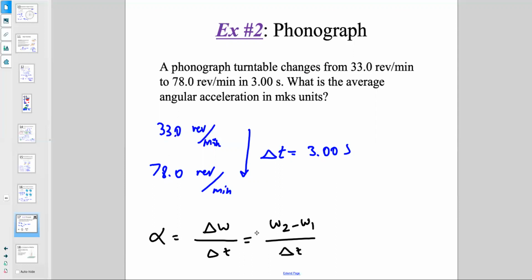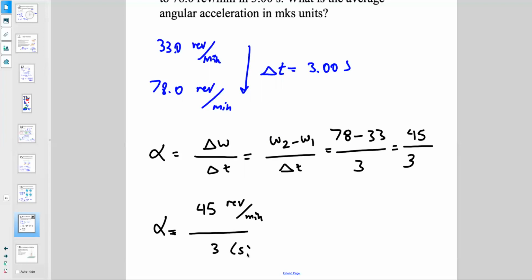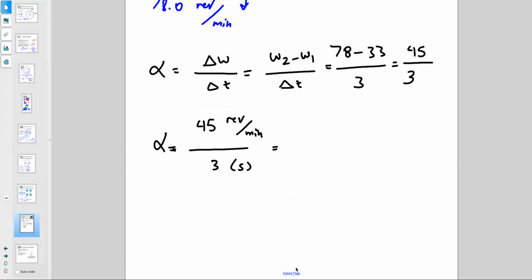And delta t is 3 seconds. So I have 3 here. Omega 2 is 78. Omega 1 is 33. And if you put that in your calculator, 78 minus 33 is 45. Okay. And delta t is 3 seconds. Now, alpha equals 45 revolution per minute over 3 seconds. Okay, so now I need to play with the units a little bit.